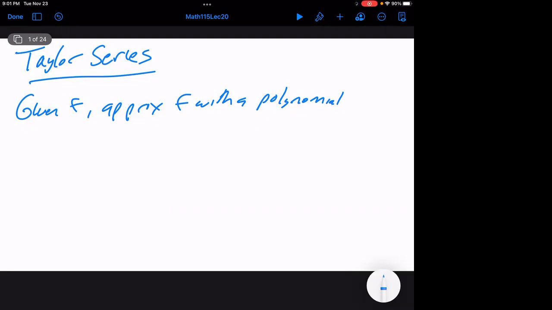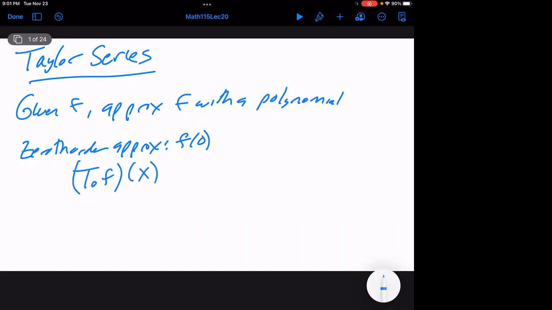And so we have the 0th order approximation. All we know is the value of f of 0. That's all we know. So at time 0, you are a certain distance from home. What would be your best guess? So T0 of f, I need a function of x. We know it should equal f of 0 at 0, and that's all I know.